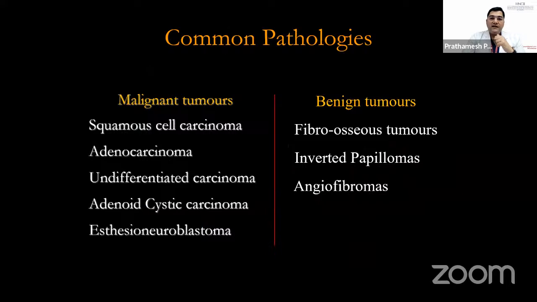So when you are dealing with this kind of tumors, the most common pathologies that we deal with are the squamous cell cancers, followed by the adenoid cystic tumors and the neuroendocrine tumors. Amongst benign tumors, you have the fibroosseous tumors, inverting papillomas, and of course, angiofibromas.